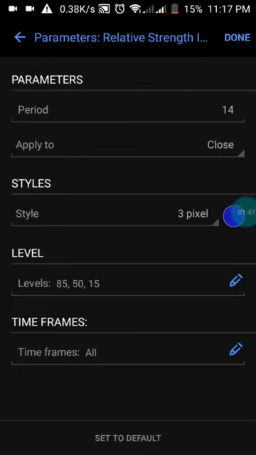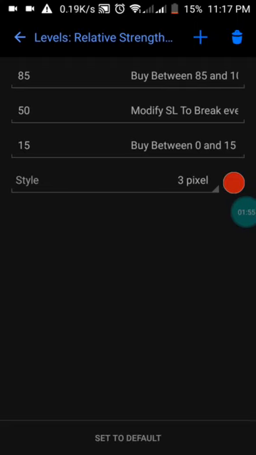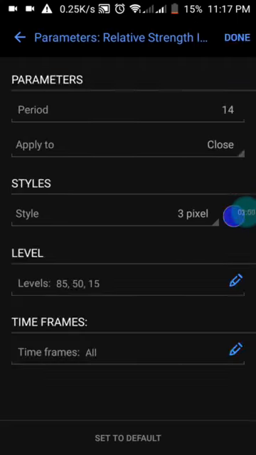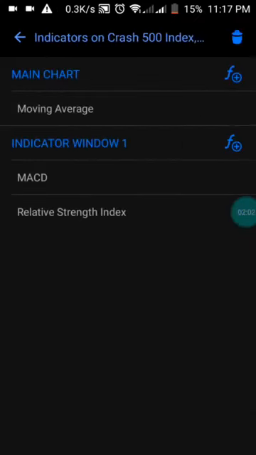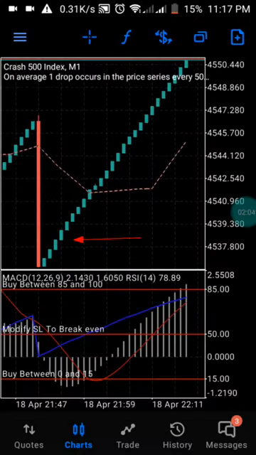Then you have your relative strength index. We have the period of 14. We have apply to close. We have style to be in 3. And we have our levels to be 80, 50, and 15. You see that? So then you press on done. Once you do that, you will have the same chart the way I have it here.